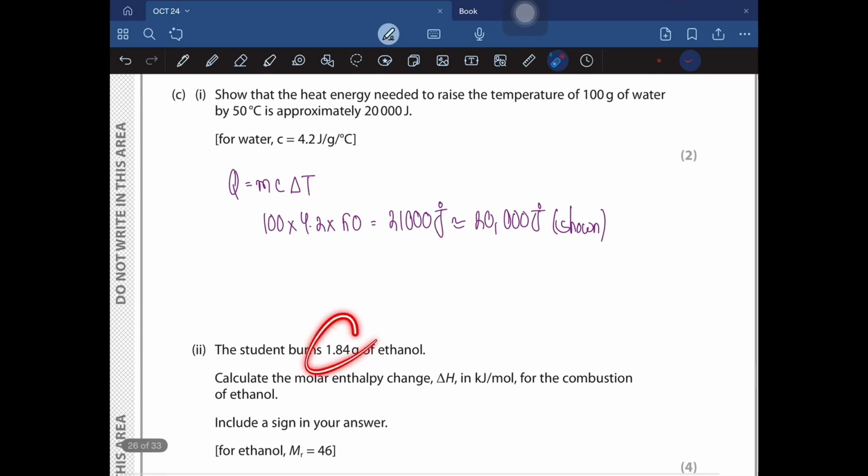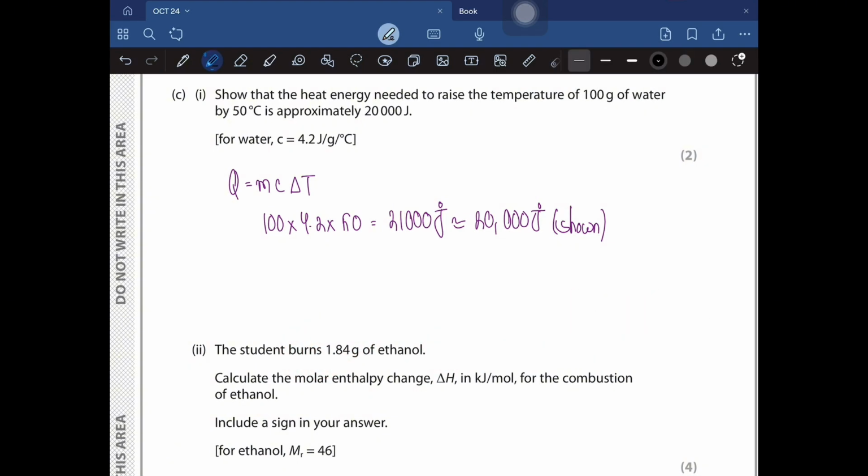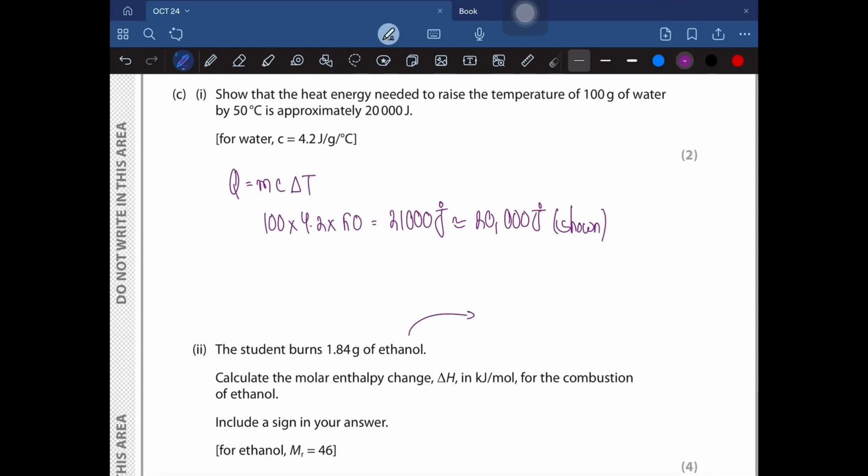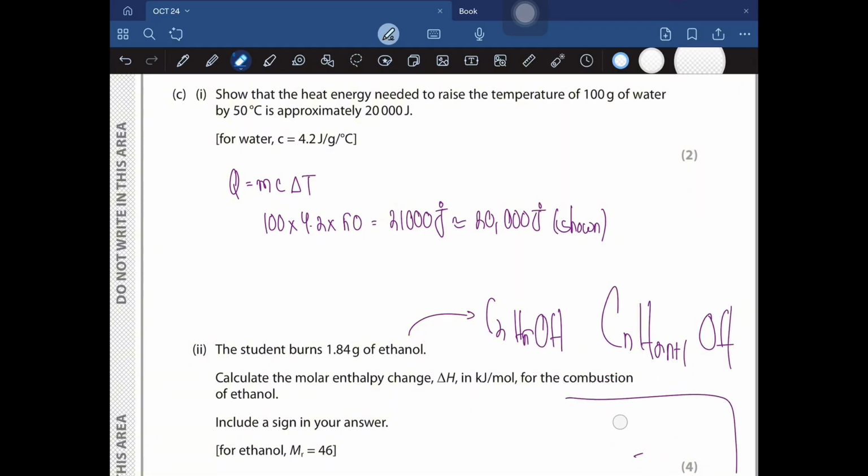The student burns 1.8 gram of ethanol. The formula of this ethanol is C2H5OH. Let me just write this down. Formula of ethanol is C2H5OH. CnH2n+1OH is the general formula of alcohol. So suppose C is 2, then H is going to be 2 times 2 plus 1, that is 5, then OH. This is how I instantly understood that this should be the formula of ethanol.